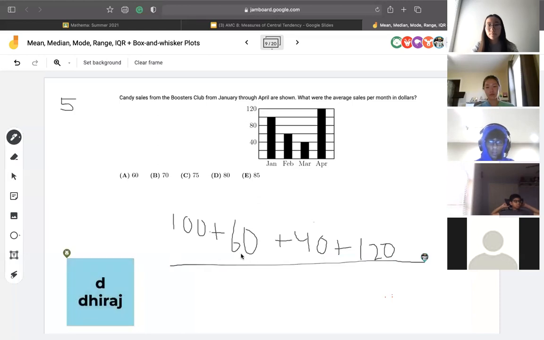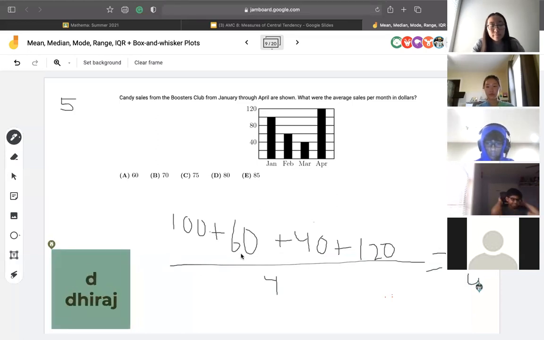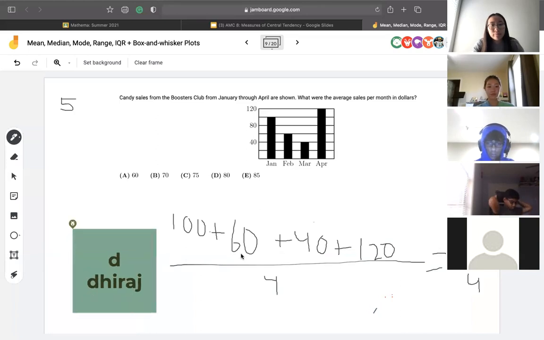Then you divide this by 4 since there's 4 months, and you just add these quickly. You'll get 320, and then 320 divided by 4 is 80. So are there any questions about that, or was that pretty clear?